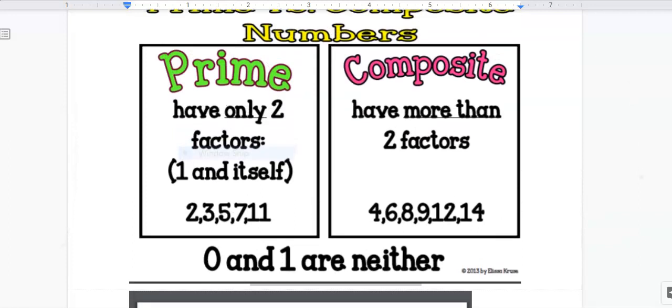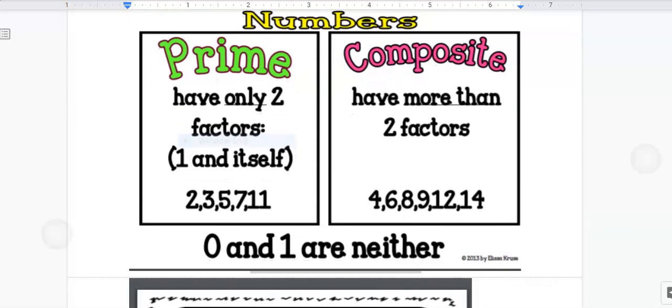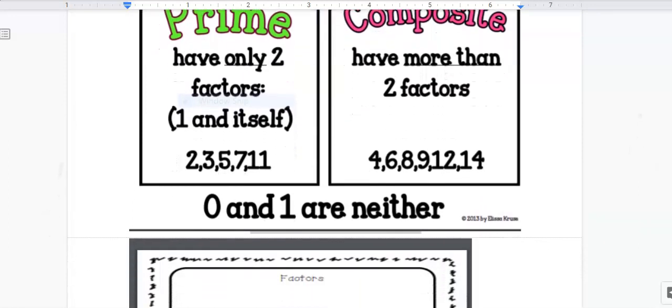0 and 1 are considered neither a prime nor a composite. So remember that rule.